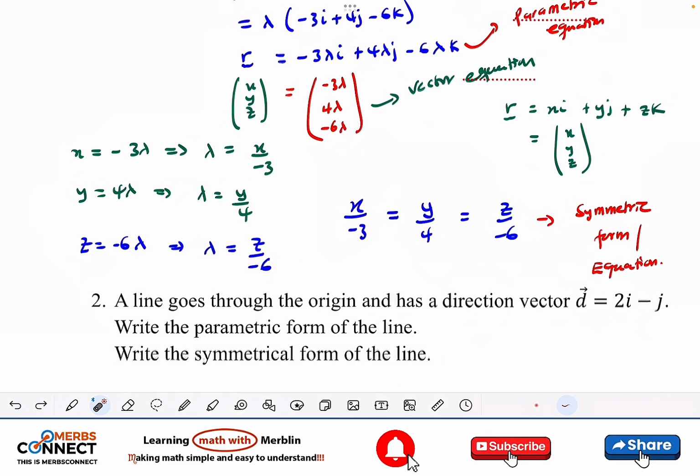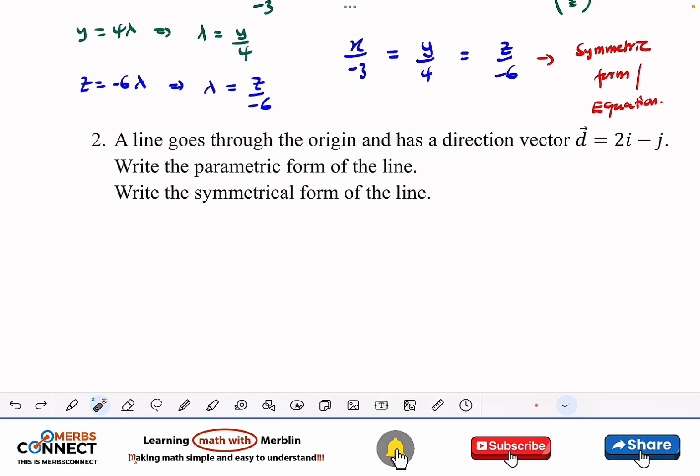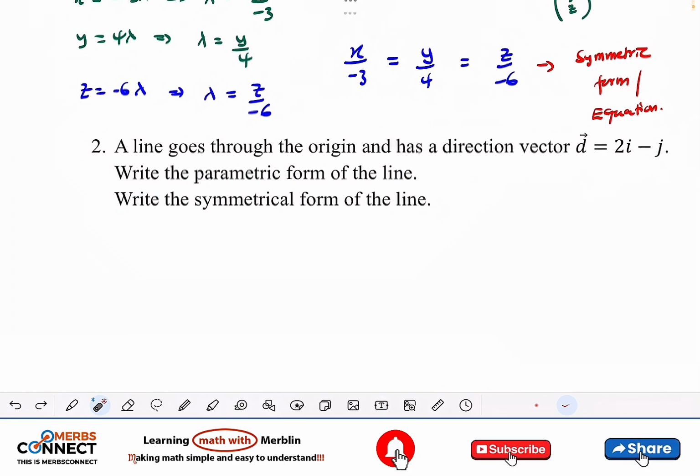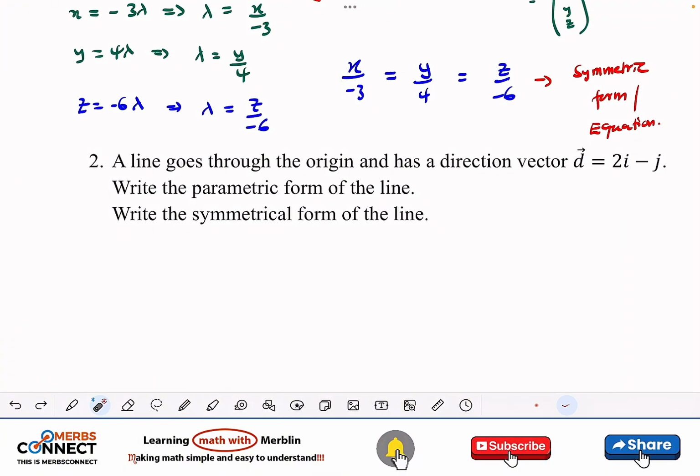All right. So basically, this is what you are going to get at the end of the day: the symmetric equation. Let's look at this one too. A line goes through the origin, the same thing, and has a direction like this. Write the parametric form of the line. I think I've shown you that, and write the symmetric form of the line. Good. So the same argument here, but this is in 2 dimensions. I mean, the k aspect is 0, so 2 dimensions.